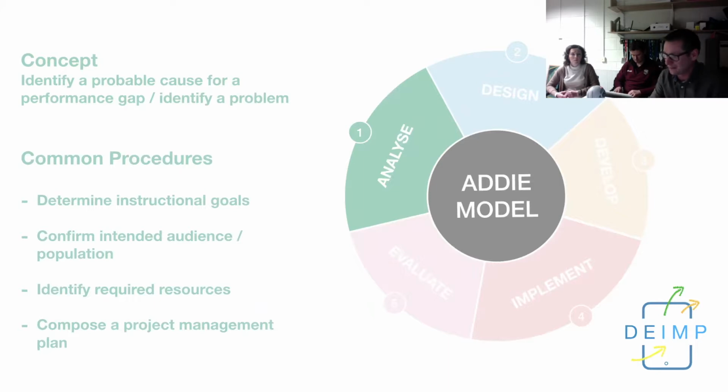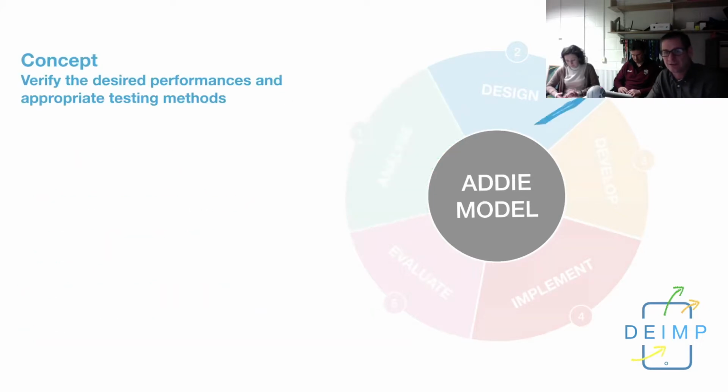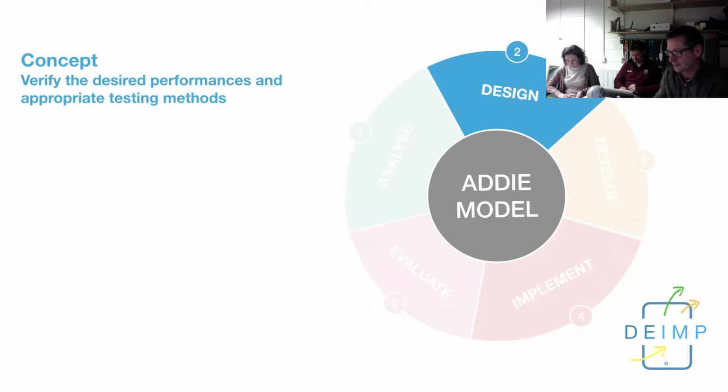The other thing we should, I suppose, really in the analysis stage, we're really looking at goals and objectives. And when we have them identified, it's probably time to go on to the design stage. Now, rather than looking at learning goals, we're changing from our goals now to objectives. So the concept at the design stage is probably to verify the desired performance and appropriate testing methods.